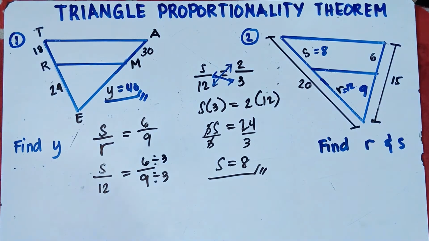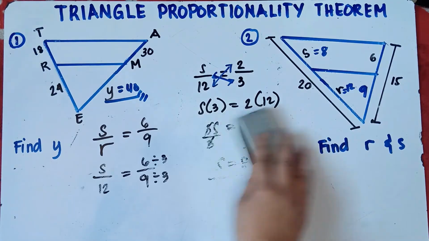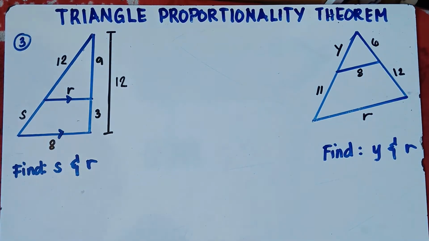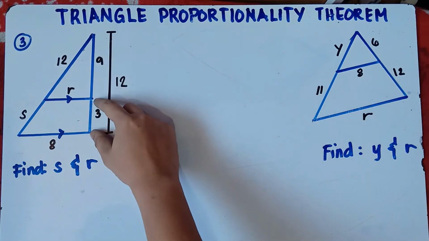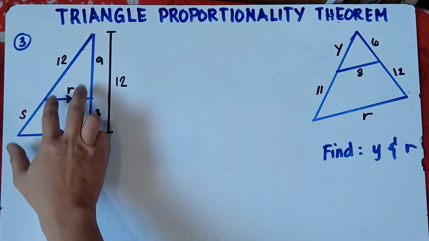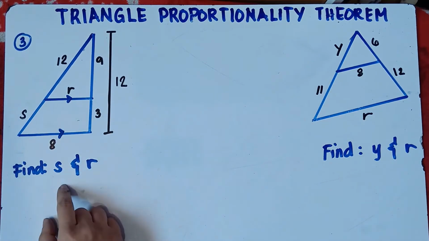Alright, let's have another example, class. More complicated examples for number 3 and 4. Let's try that, number 3 and 4. Alright, so number 3 example. So we have given 12, and this is 9. Then this side is 3. This one is S, R, and 8. So we're told to find S and R.